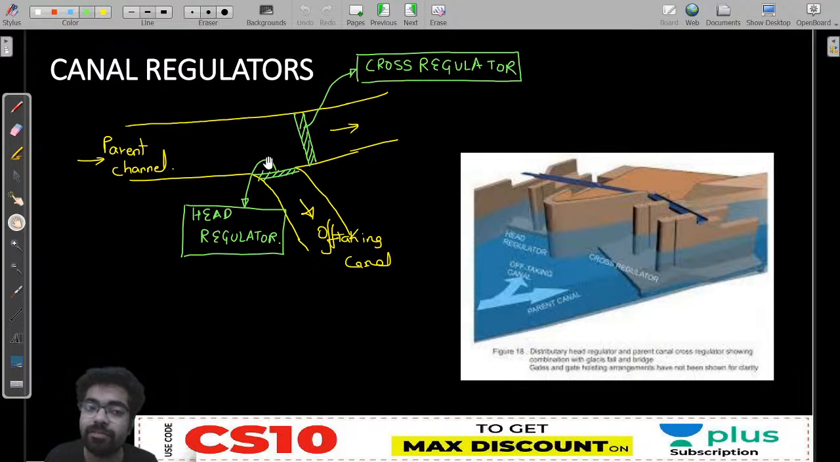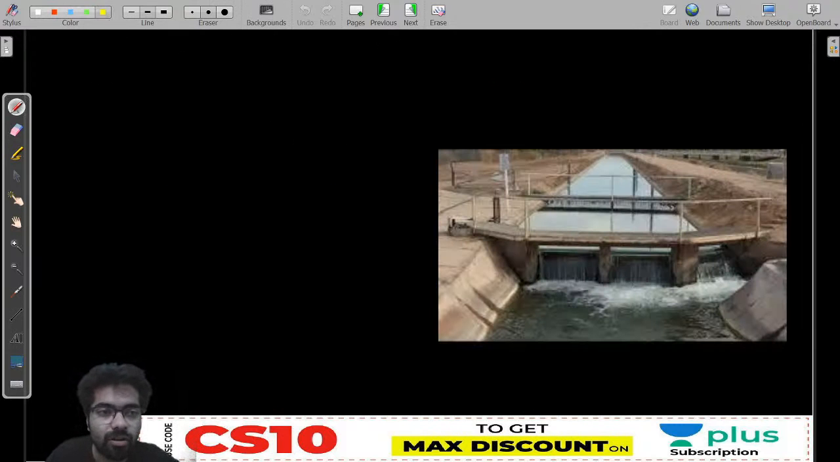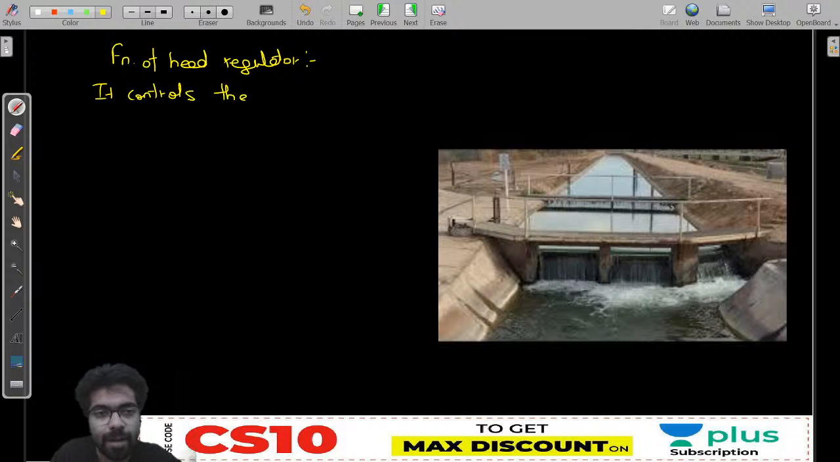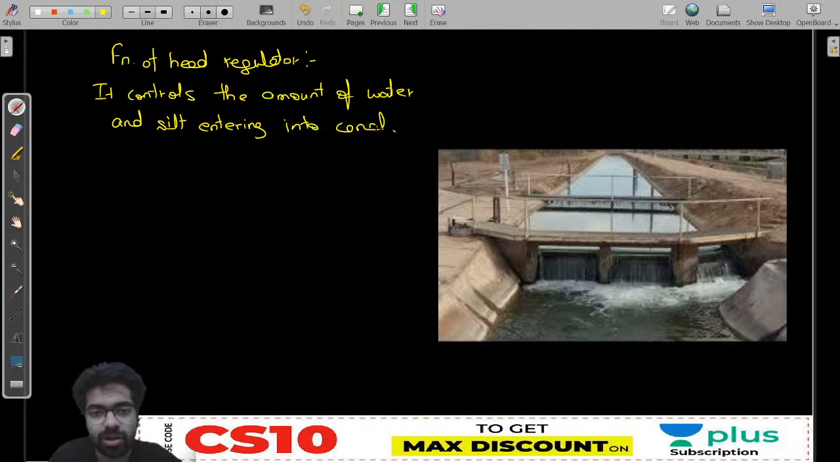Clear? If someone asks you what is the function of canal head regulator, I will say, my dear sir, only one function. It controls the amount of water and silt entering into the canal. I can control any amount, whatever I want. This is the main function of head regulator. Don't forget.